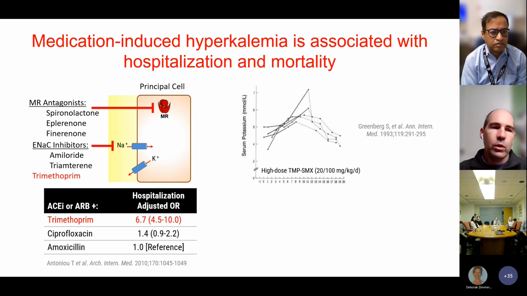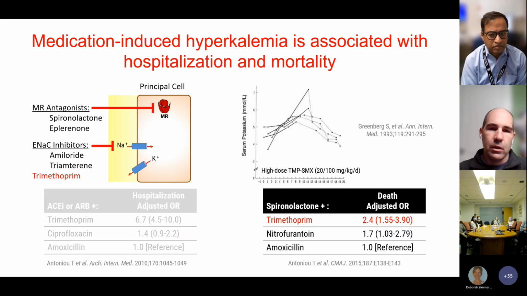The next one is Bactrim. We call it Bactrim. I don't know what it is in Canada, but trimethoprim sulfamethoxazole. And this was an issue maybe even more back in 1993 when we used high-dose Bactrim to treat PCP pneumonia in AIDS patients. So they used super high dose, much higher than what I'm used to seeing for just a UTI. But even a UTI treatment dose of Bactrim will increase potassium. So it's a 6.7 fold risk of hospitalization. And if you use it with spironolactone, it also increases that risk.